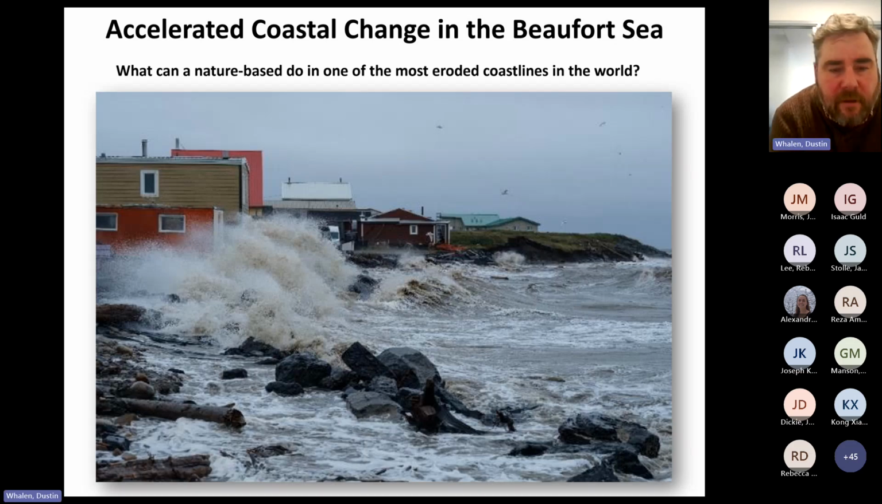So that was the kind of primer of what's happening in the Arctic at an extreme level, but I think it's important to understand it. And now I want to talk about the community. And I'll focus on Tuktoyaktuk in particular. Here's a shot of Tuk, obviously feeling the force of waves.